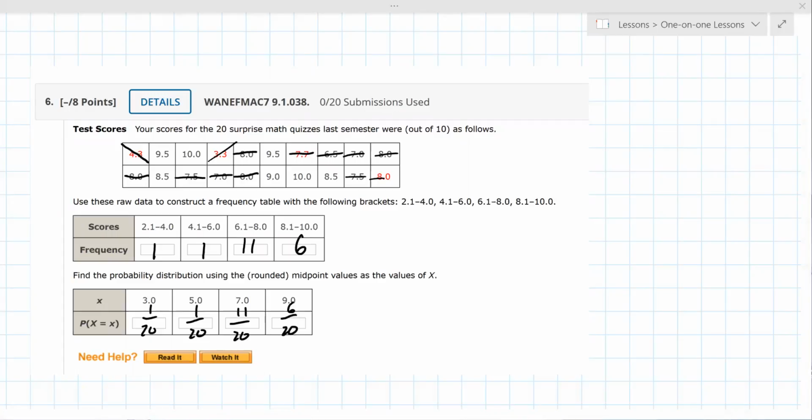Not sure if it wants decimals or not. It does say an exact number, so you can either give it a fraction or a decimal.